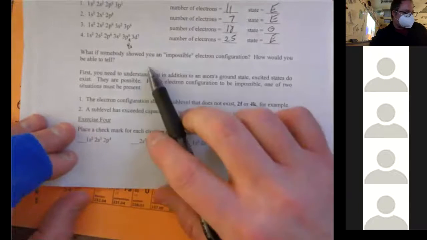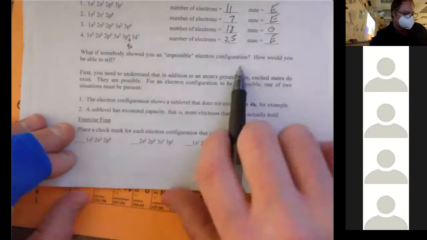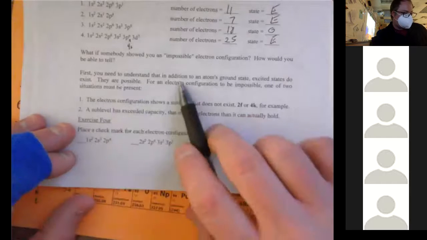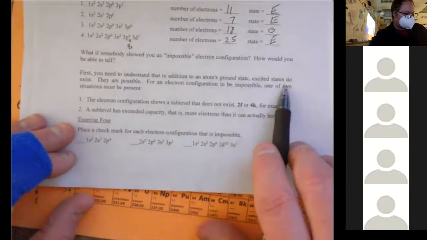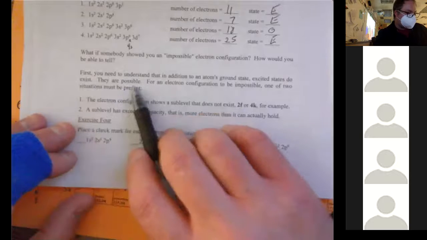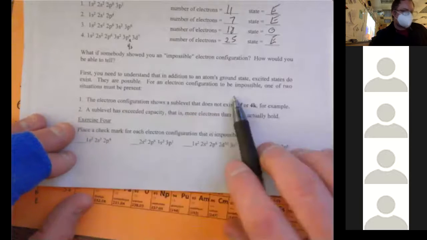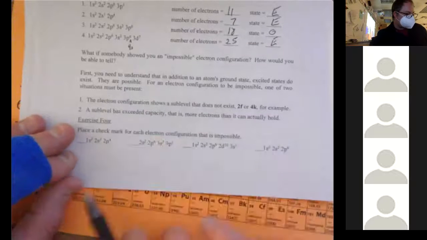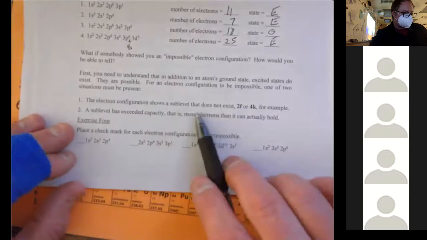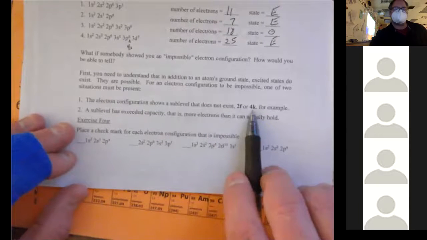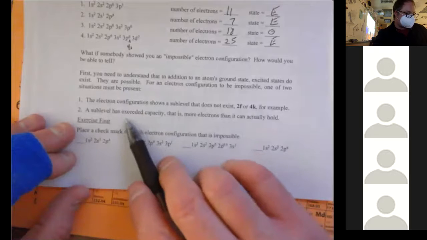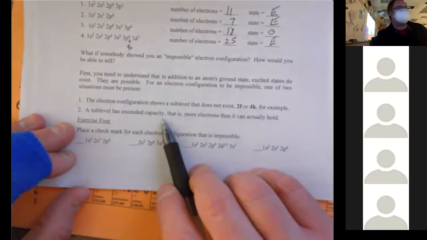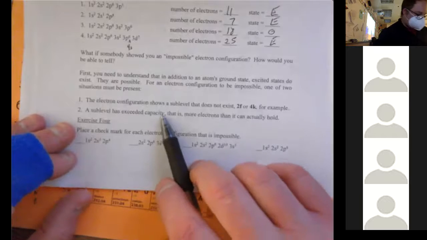If somebody showed you an electron configuration that was impossible, how could you tell? Well, first you need to understand that in addition to the ground state, excited states exist, and these are possible. For an electron configuration to not be possible, you must have 2 things. The electron configuration shows a sublevel that does not exist, or a sublevel has exceeded the capacity. For example, s can only hold 2, p can only hold 6, d can only hold 10.